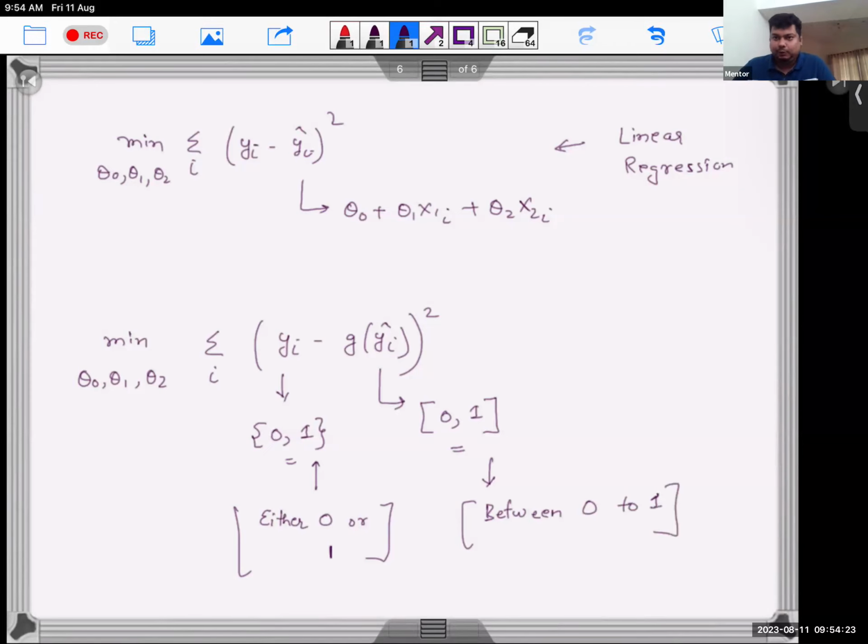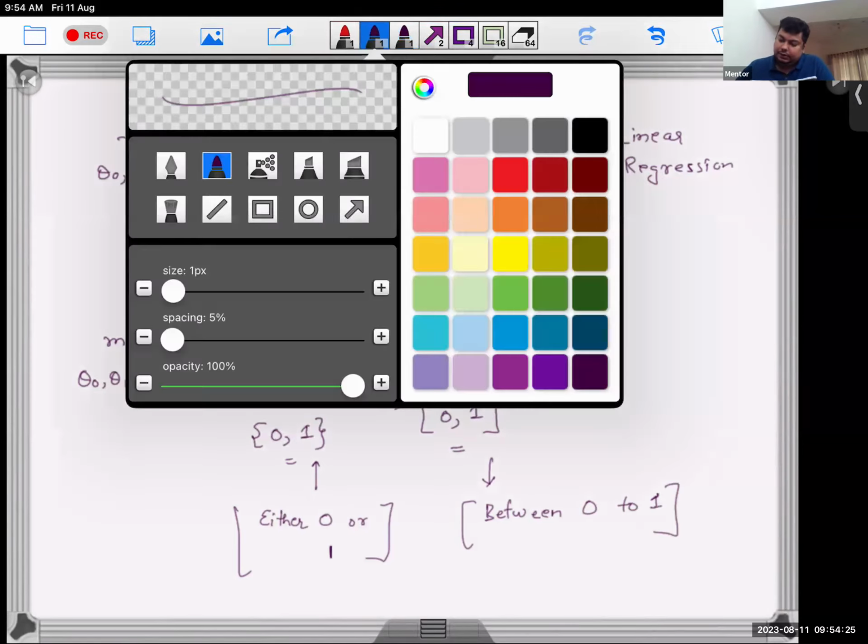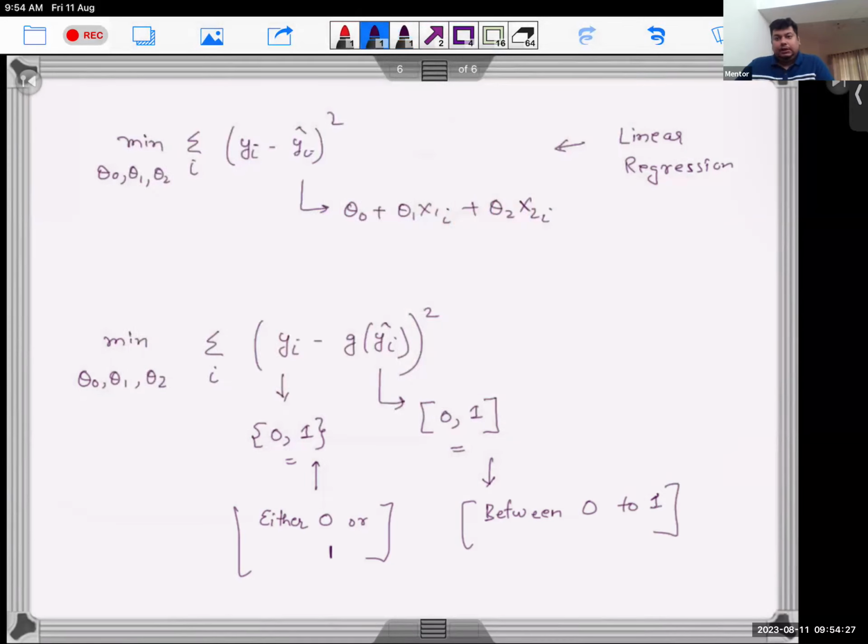My question is this now. If you try to minimize this, how do we solve it? Let's say this is my loss function now. How do we solve it? I hope you remember linear regression. We have studied some techniques, right? How do we solve it?